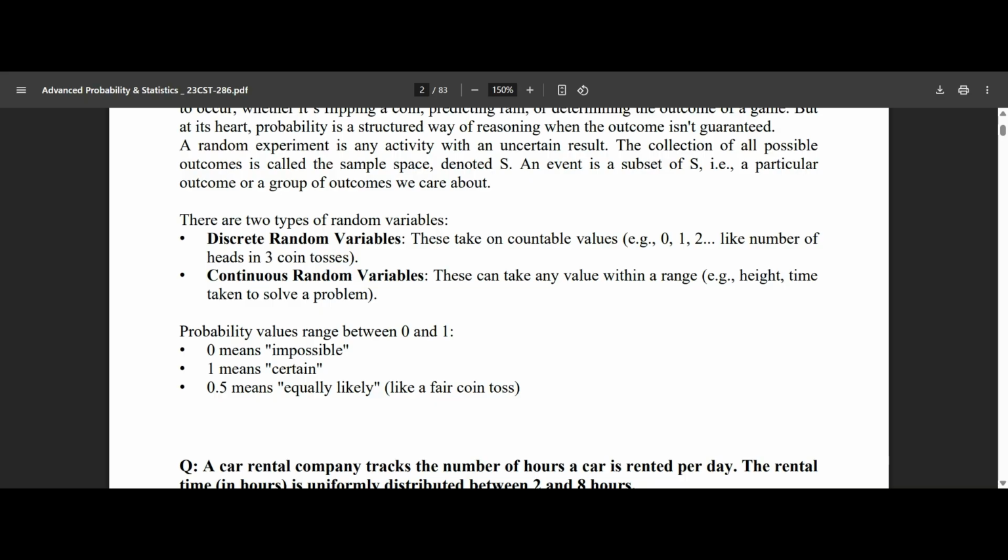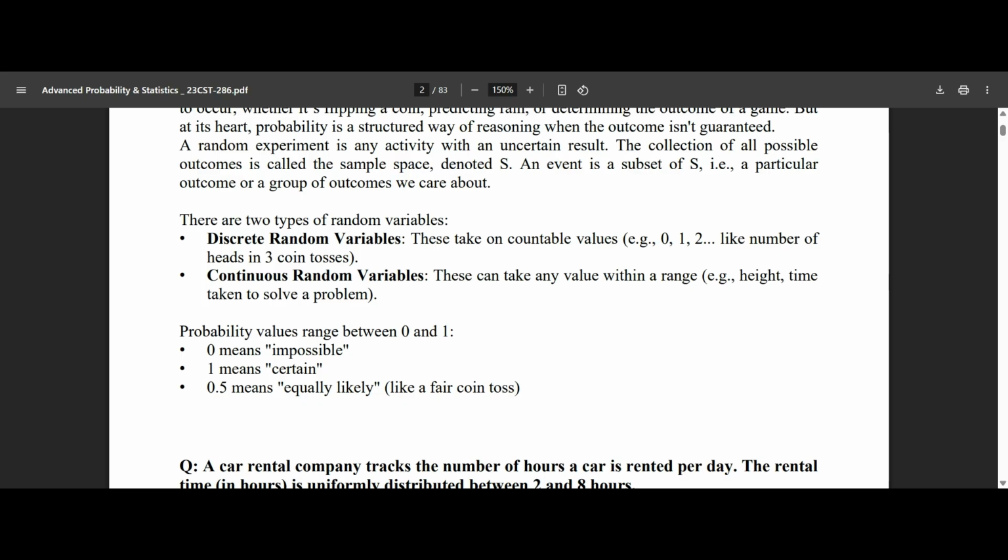Now, discrete random variables take on countable values. Example: 0, 1, 2, like the number of heads in three coin tosses. So there we can calculate the sample space, for example head, tail, head, tail, tail. Like that we can calculate all the 2 to the power 3, that is 8 outcomes.